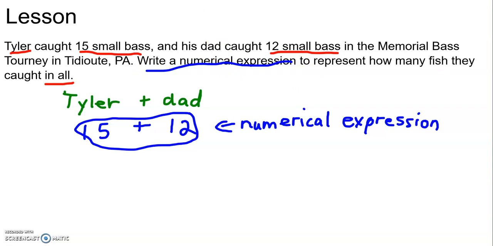Sorry, let me fix that line only because that didn't come out too straight. But it just said to write. It said nothing about solving. So I know that that is my final answer, the 15 plus 12. I want you to pause this video now, write down the problem, and my work in your notebook.